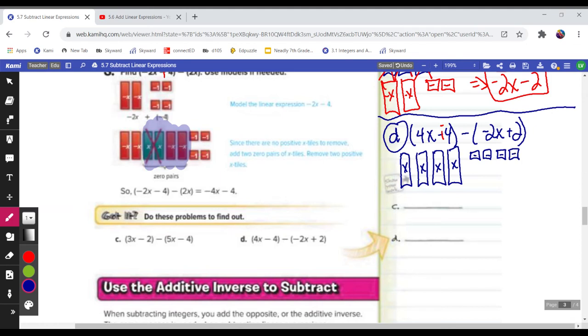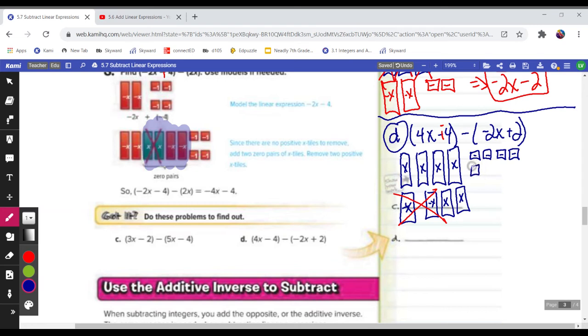Okay, now the right side is telling me to take away negative 2x's. Well, you'll notice that there's no negative 2x's, so I had to create negative 2. Here's 1, there's 2. But because I added 2, I have to do the additive inverse, I'm sorry, I have to have 0 pairs of having positive 2's. So now I can take away 2x's. Then I want to take away 2 positives.